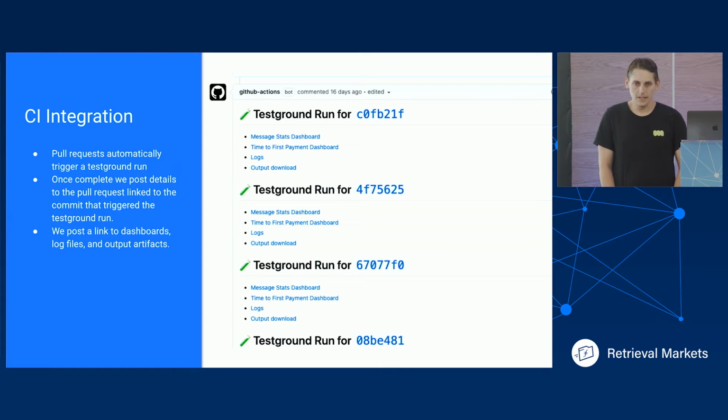Another really cool thing is that we've integrated this into our CI. Whenever we create a pull request, we actually trigger a Testground run. Once that run completes, our CI adds a comment to the pull request. And on that comment, we have a lot of neat things, like links to some performance dashboards, a link to logs, and links to some build artifacts.